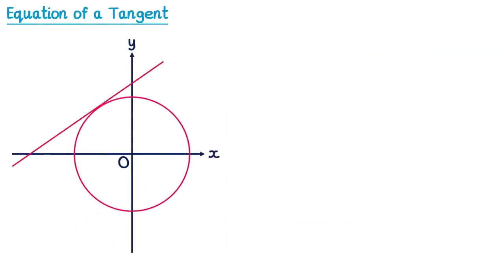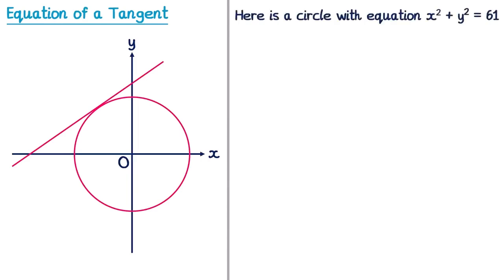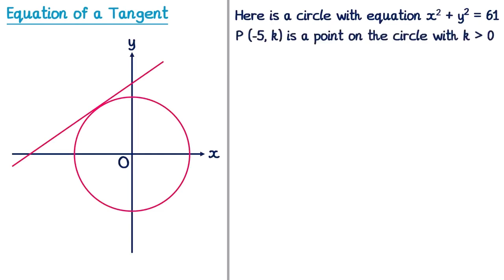So this time the question is going to be worded slightly differently once again. It says, here is a circle with equation x squared plus y squared equals 61. So we've been given the equation of the circle this time, that's different. Then it says P, negative 5k, is a point on the circle with k greater than 0, and we need to find the equation of the tangent at P.